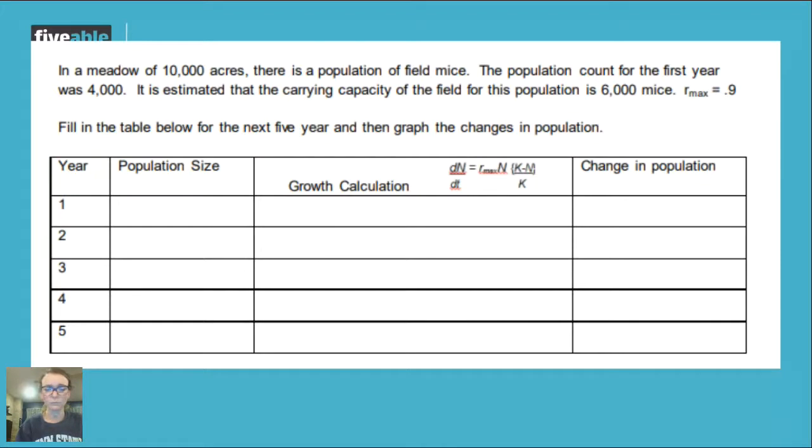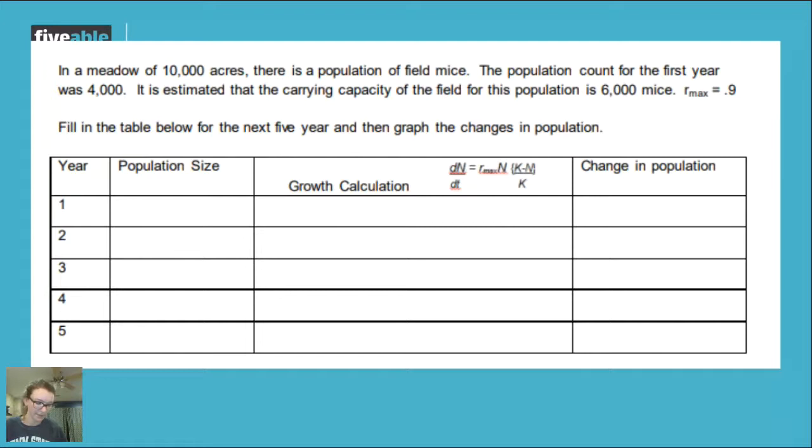Okay, perfect. So we have an increase of 1,200 mice in that first year. Our population at the end of year one is going to be 4,000 plus 1,200, or 5,200 mice. Now we need to restart. We have the same R max, but now we have a different N. So our change in N for year two, if you're following along, is going to be 0.9 times now 5,200 times 6,000, our carrying capacity stayed the same, minus 5,200 divided by 6,000.